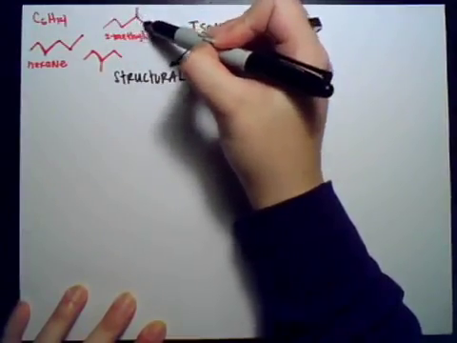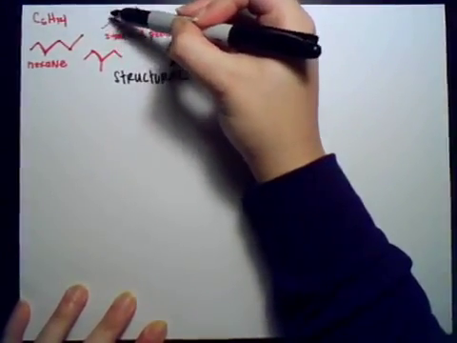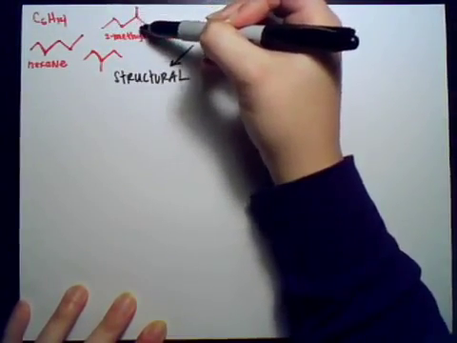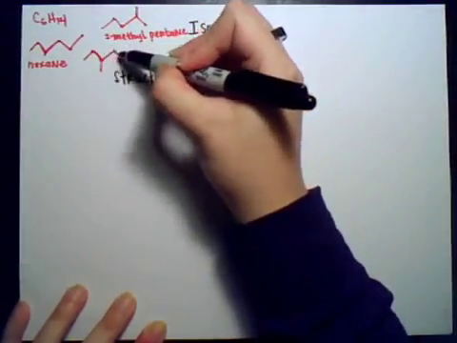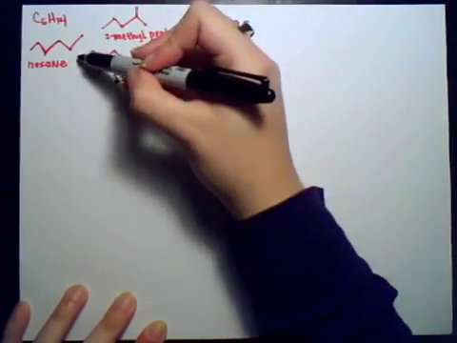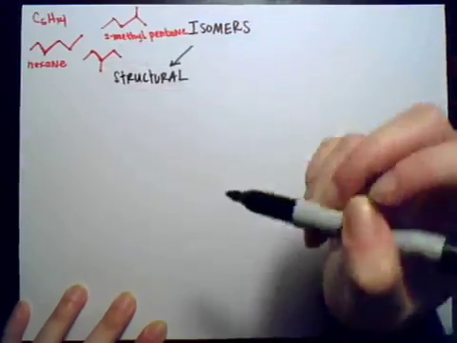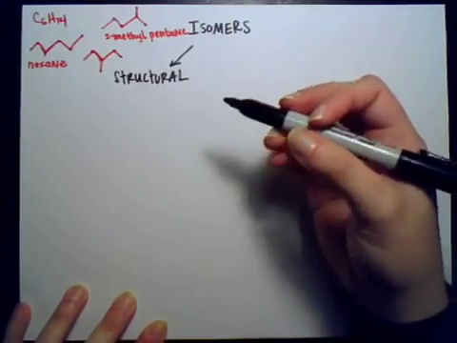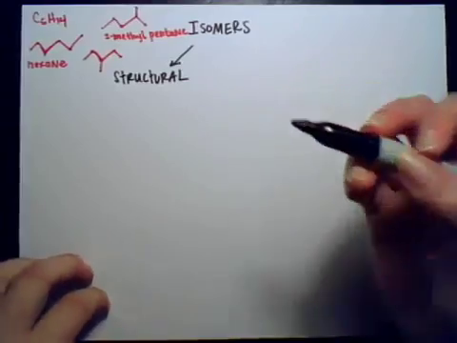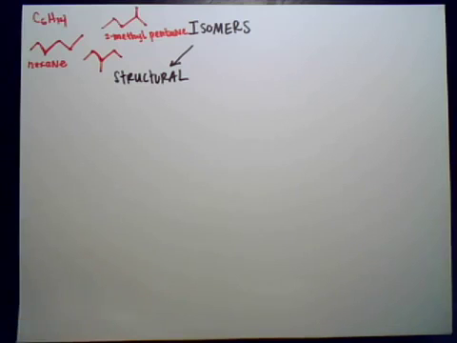How about this one? 5 carbons, and one up there makes 6, and 14 hydrogens. That one matches too. And then this one also has 6 carbons and 14 hydrogens. Again, they all match with the same molecular formula. So we can see that these are in fact isomers of each other, and since they differ in their actual bonding and connections, they are structural isomers. There are no subsections to structural, it's just that.